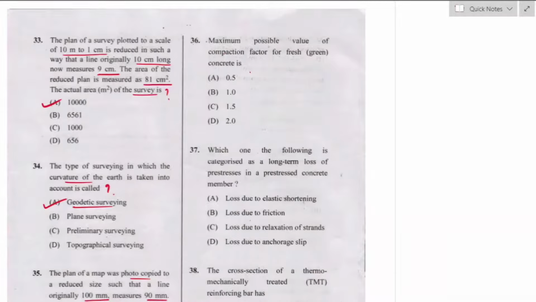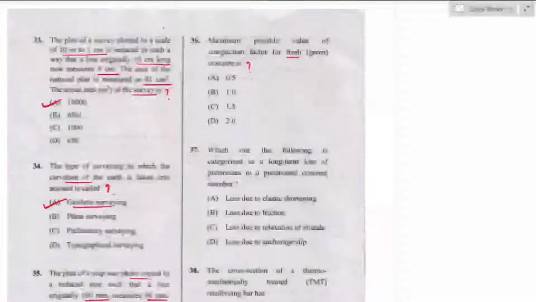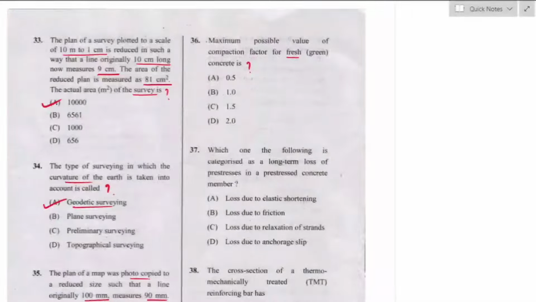Question number 36. Maximum possible value of the compaction factor for fresh or green concrete is. Compaction factor is the ratio of weight of partially compacted concrete to the weight of fully compacted concrete. So it is evident that the weight of partially compacted concrete never exceeds the weight of the fully compacted concrete. So the maximum value of the compaction factor is 1. Option B is the right answer.